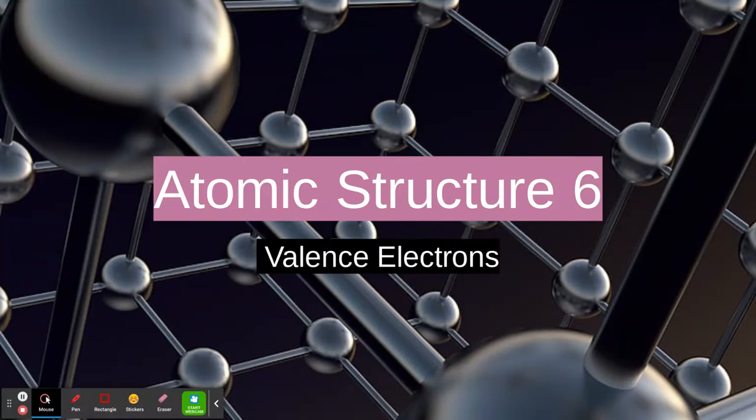Okay, atomic structure 6, talking about valence electrons. And very simply, valence electrons are the electrons in the last energy level of an atom. Now, it's not exactly that, though. There are some differences, which I'll go over. So let's get a clean page going here.